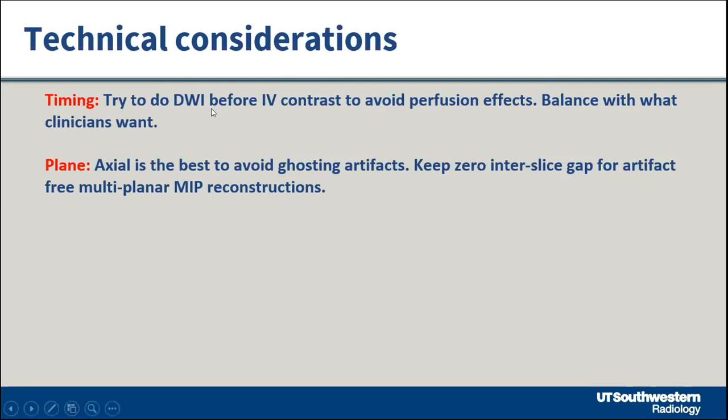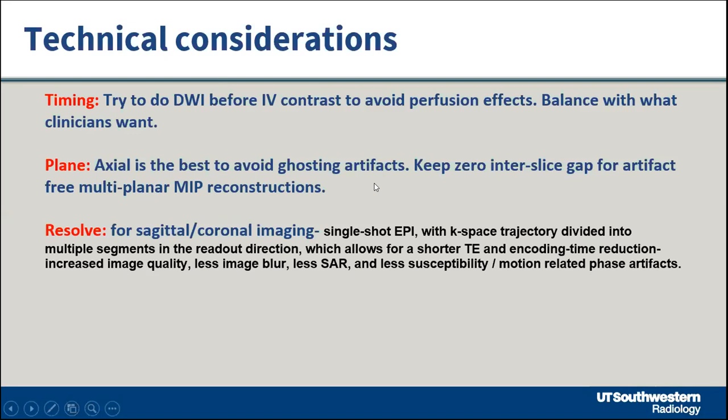So recently, we have moved all of the DWI after IV contrast, and we haven't noticed any change. So I think this is a good strategy. Basically, do your T1, T2, contrast, and do DWI as your last sequence. And as long as you have a higher B value, you won't get those perfusion effects. Which plane is best to do? Well, the axial plane is best to avoid ghosting artifacts. Keep the zero interslice gap. What that does is you can reconstruct these DWI images in coronal and sagittal and see nerves or larger structures in different planes.